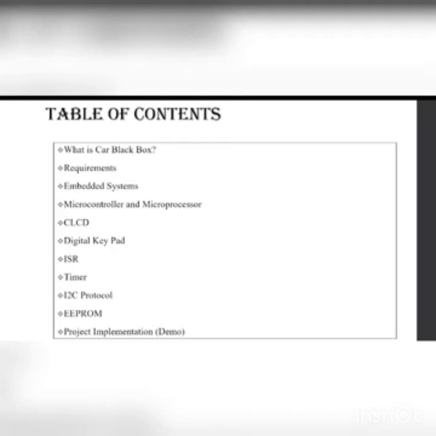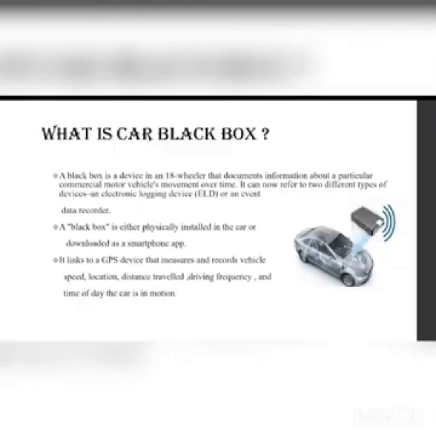So first of all, I want to discuss what a car black box is. A black box is a device that documents information about a particular commercial motor vehicle's movement over time. A car black box is an electrical device capable of recording events associated with a car. These devices are widely used in airplanes, and nowadays also in cars, trucks and other vehicles, mostly used in investigating car accidents. That is how we are using the car black box.